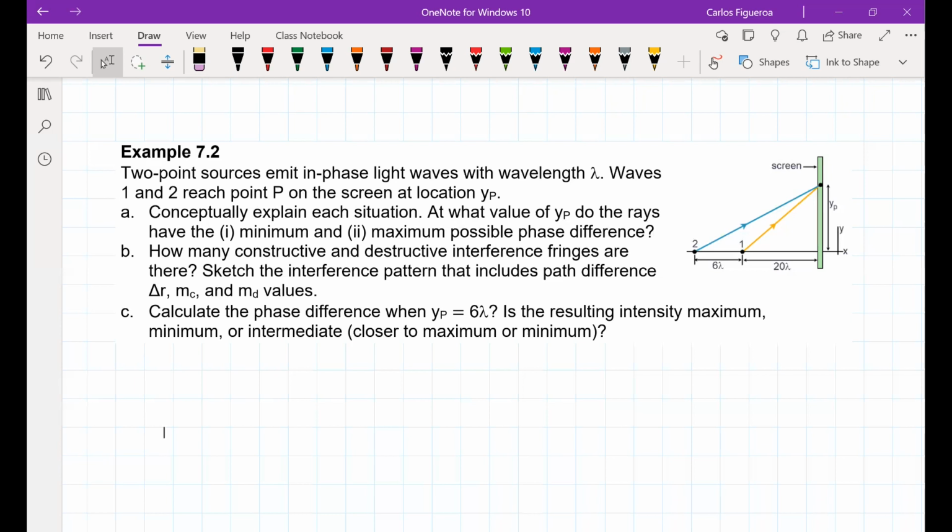B. How many constructive and destructive interference fringes are there? Sketch the interference pattern that includes path differences delta R, MC, and MD values. C. Calculate the phase difference when YP is equal to 6 lambda. Is the resulting intensity maximum, minimum, or intermediate? That is, is it closer to a maximum or a minimum?